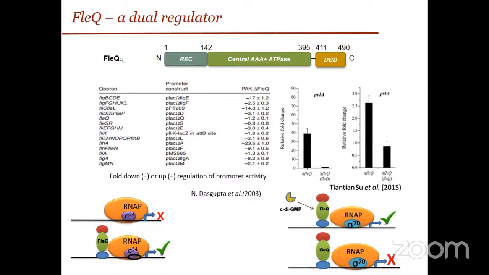However, in another interesting study, the secondary messenger cyclic di-GMP, which is nothing but two GTP molecules joined together, increases in concentration in the bacterial cell. When the concentration of this molecule in the cell increases, it binds to FleQ, and when it binds to FleQ, it starts activating biofilm genes. So FleQ is an interesting molecule. It is an activator of flagellar genes and a repressor of biofilm genes. When bound to cyclic di-GMP, it activates biofilm genes and represses flagellar genes. It's very, very interesting.